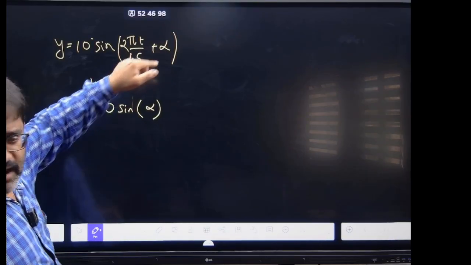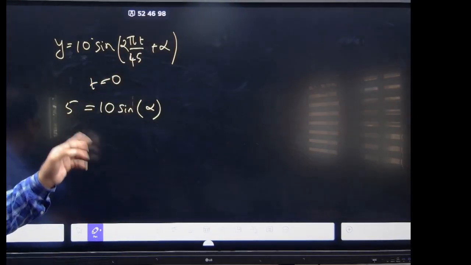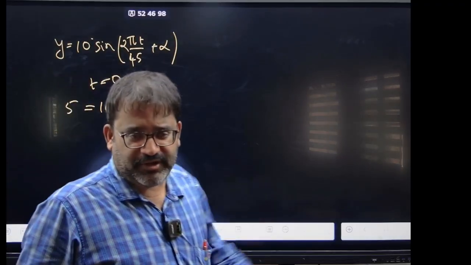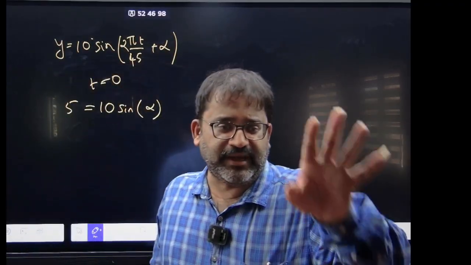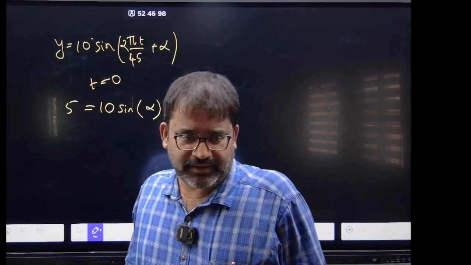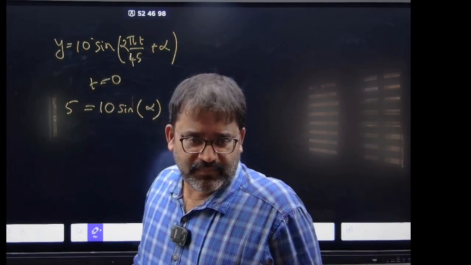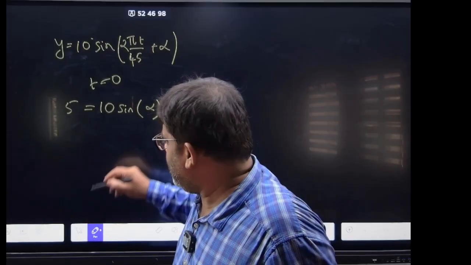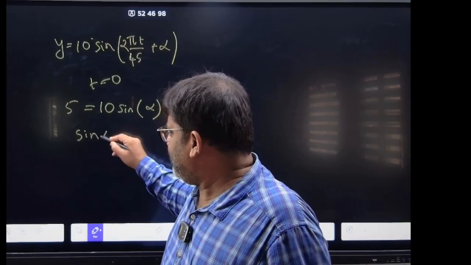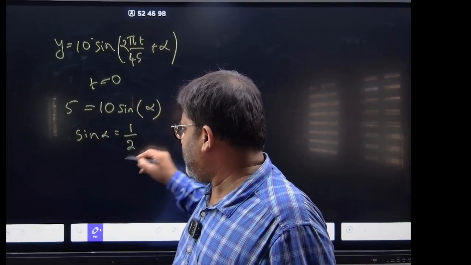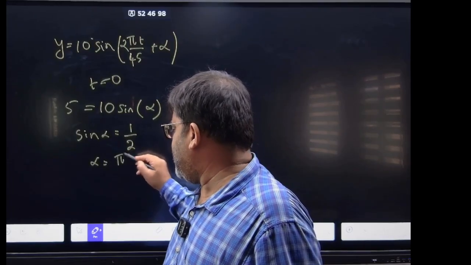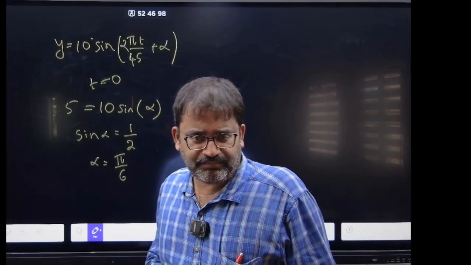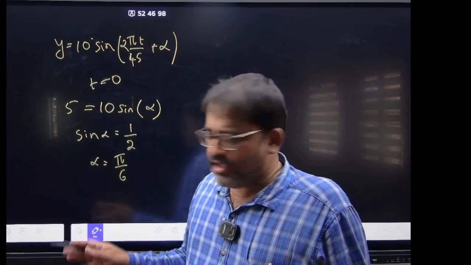And if you want to know how this particular value comes, see the question. The question itself says that at time t equal to 0, the displacement is 5 centimeter. So that is why it is 5. Very good. Then what is sine alpha? Sine alpha is equal to 5 by 10, that is 1 by 2, so alpha is equal to pi by 6 radian.